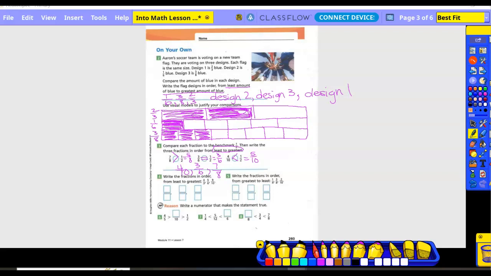Fourth grade math lesson 11.7 part 2. Write the fractions in order from least to greatest. Okay, so you can automatically look at one of those and know it's greater than what? Greater than 1. Which one's greater than 1? Definitely 4/3, right? Because 1 whole would be 3/3, right?